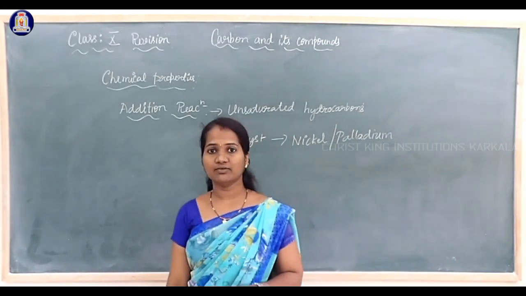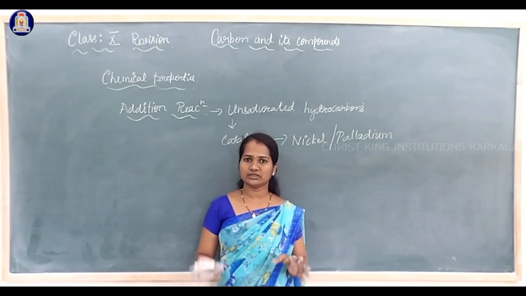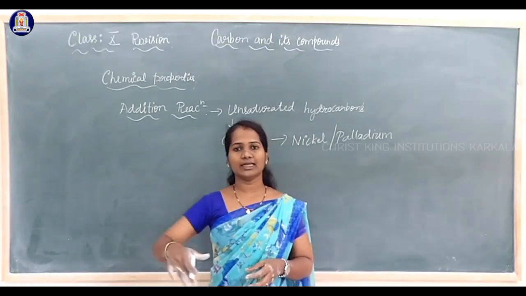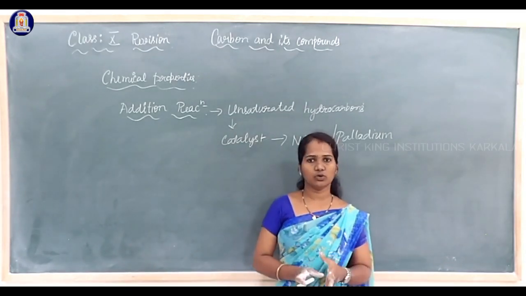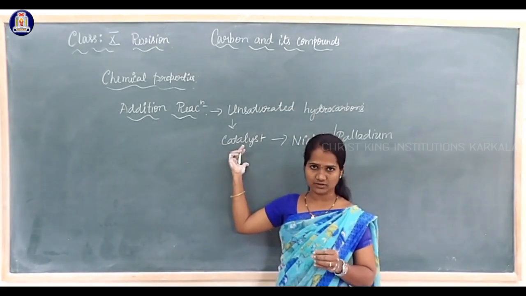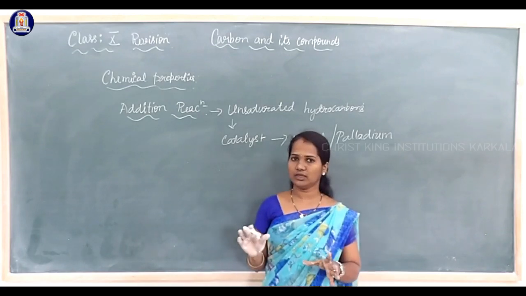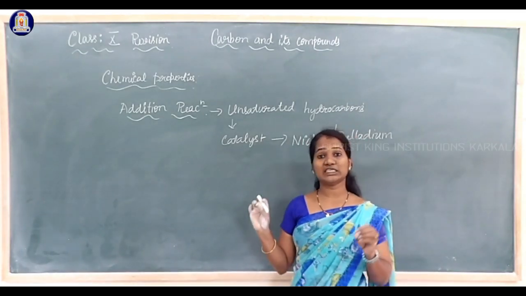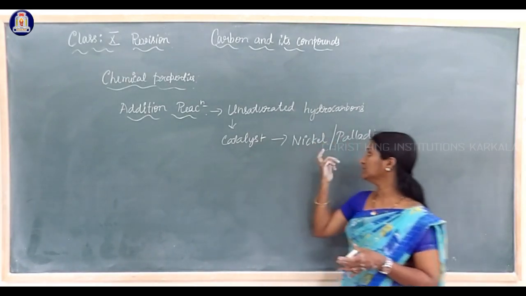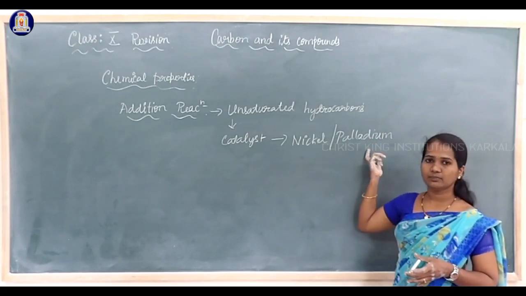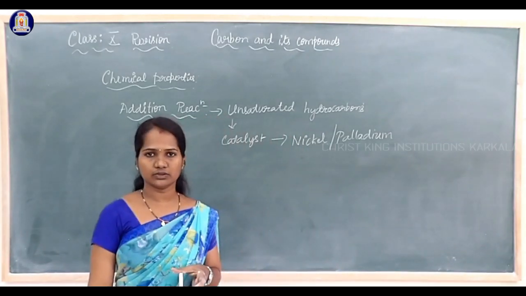A catalyst is a substance which changes the rate of the reaction. If the reaction is very slow, using a catalyst we can make it fast, or if the reaction is very fast, we can make it slow. But it won't affect the product of the reaction. They are not affecting products, they are just changing the rate of the reaction. So either nickel or palladium act like a catalyst in the addition reaction of hydrocarbons.